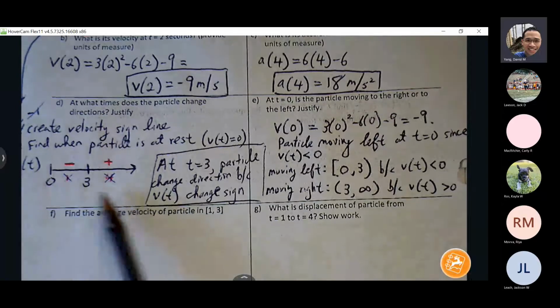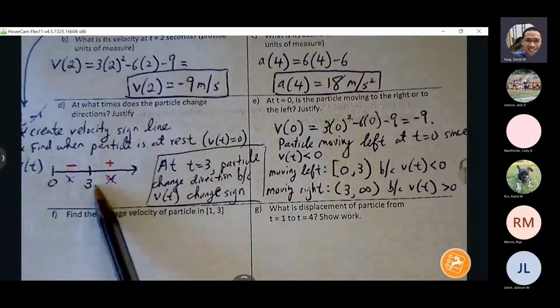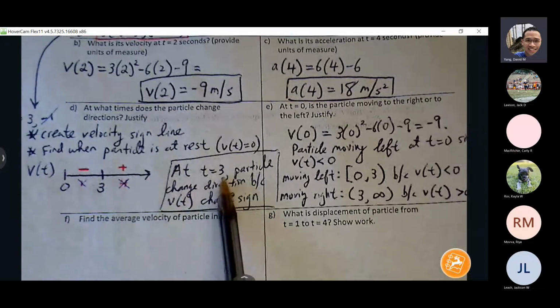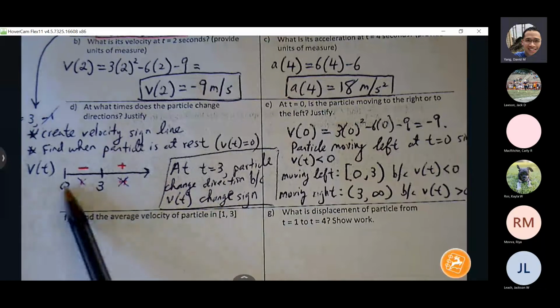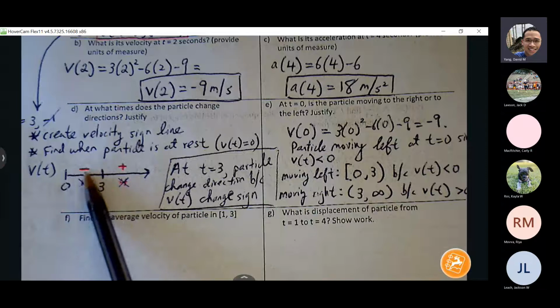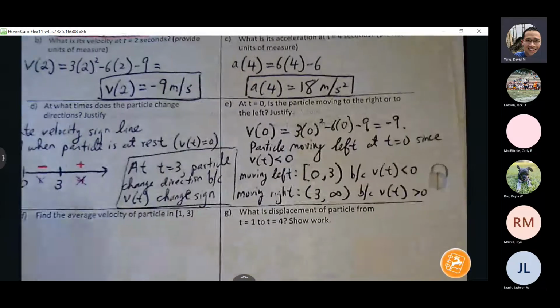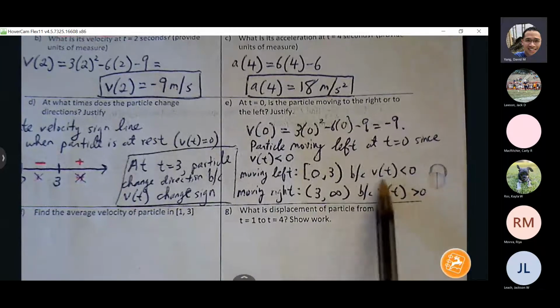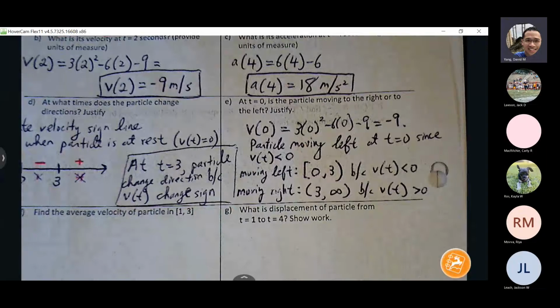It can ask you, when is velocity at rest? You can find that by setting velocity equal to 0. Changing direction, looking at your velocity sign line. Moving left, you look at all the intervals where there is a negative. Moving right, all the intervals where you see a positive. And then your justification would look like this: because velocity is less than 0 for moving left, and because velocity is greater than 0 for moving right.